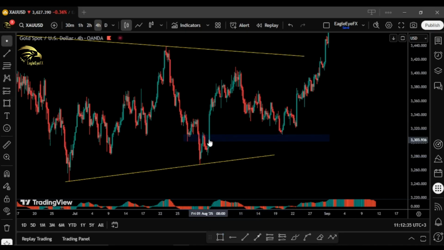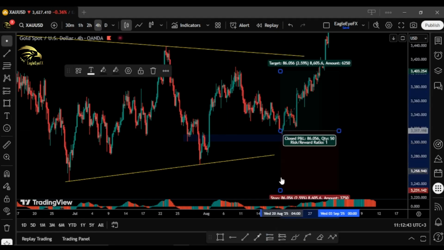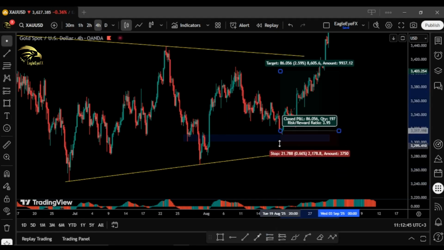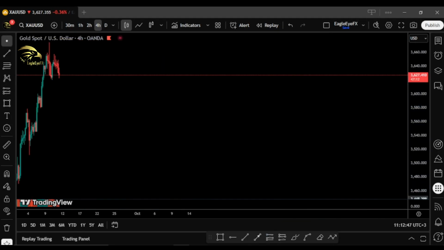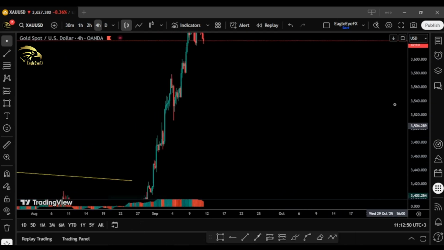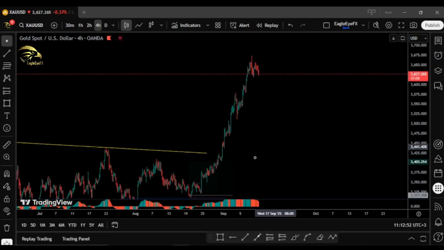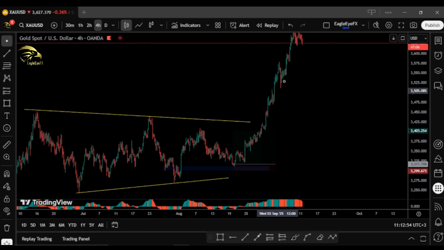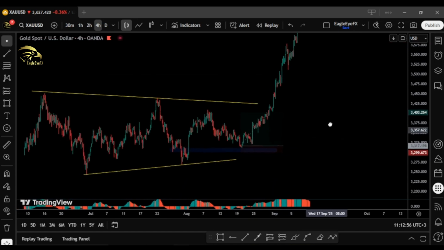What happened? You can see that the market came to tap our zone over there, and then you could have used the 4-hour time frame or the 1-hour time frame, enter, put your stop loss, and you can see how this one actually just played out. Just went all the way to the upside.